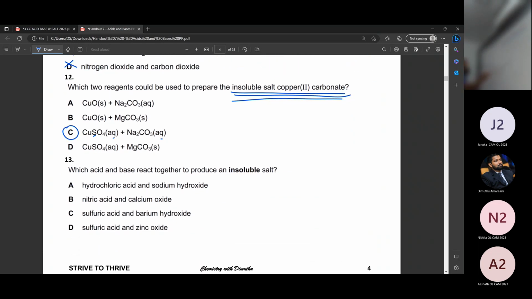Which acid and base react together to produce an insoluble salt? You just learned, what is it? The neutralization reaction, where you get a precipitation. Barium hydroxide and sulfuric acid is a neutralization reaction as well as a precipitation, forming barium sulfate.